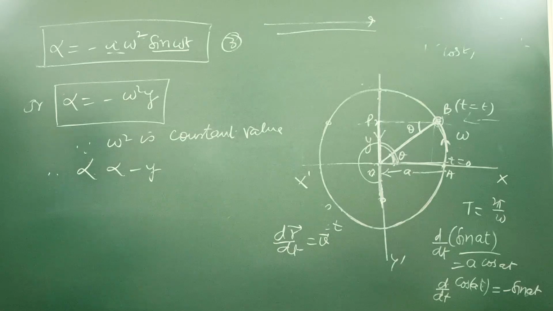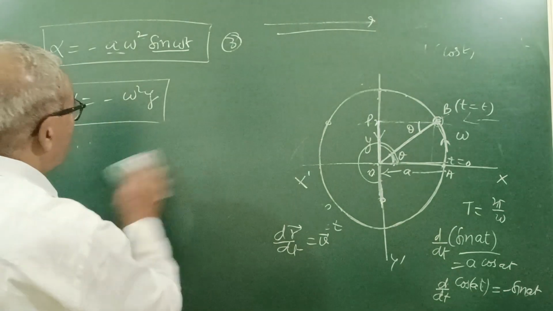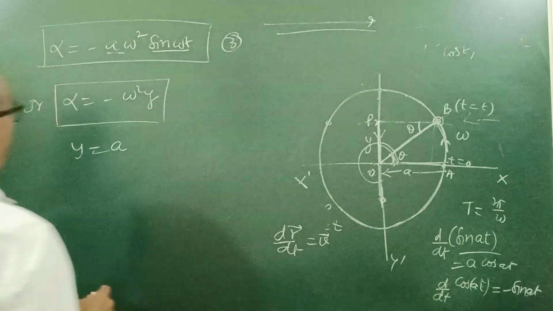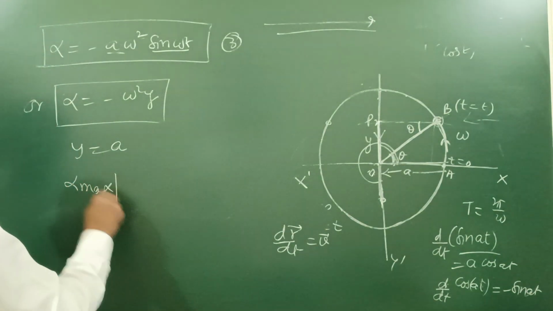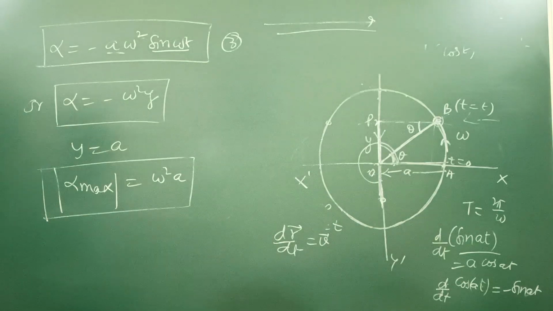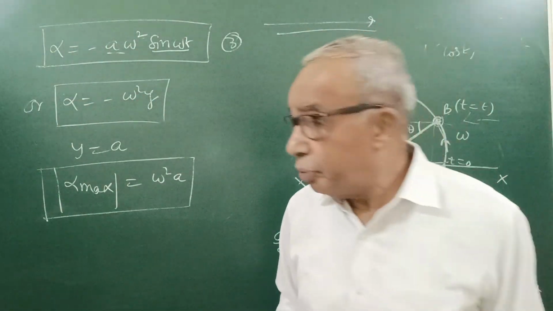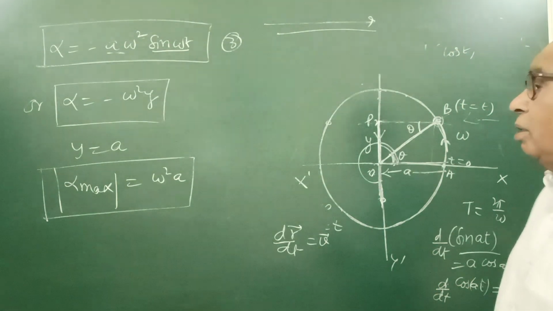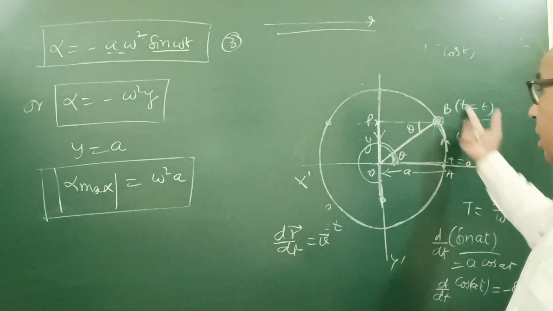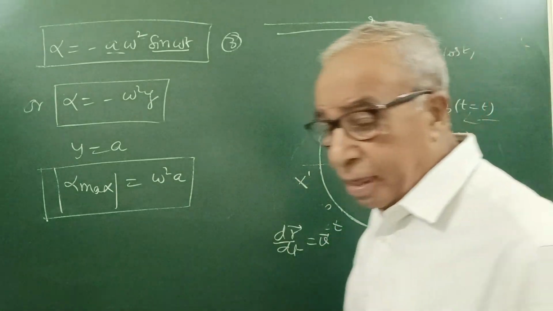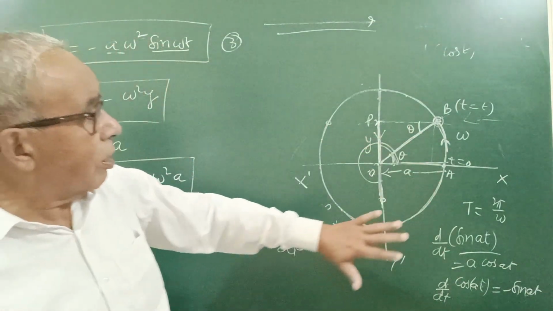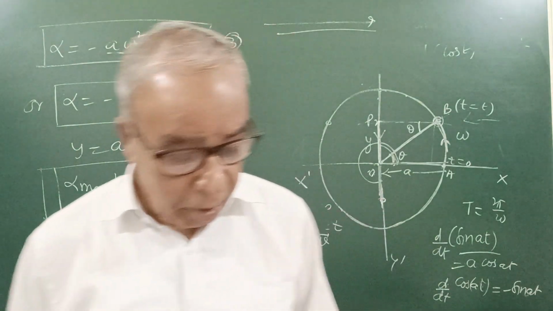So these are three equations of motion. If here y equal to a, theta 90, then alpha will be maximum. Magnitude of alpha equal to omega square a. We will use it many times. I hope you understand me, and please derive yourself and try to understand. I will take this circle here in case of SHM, called reference circle. I will take in the next video the same reference circle, but will tell you something other also. Thank you.